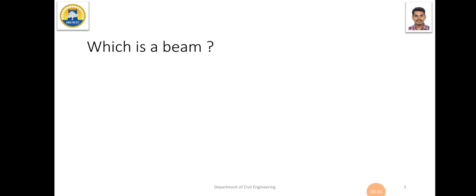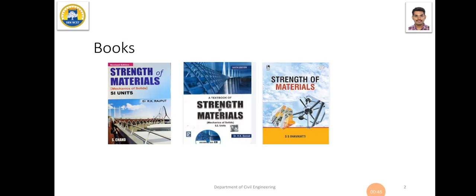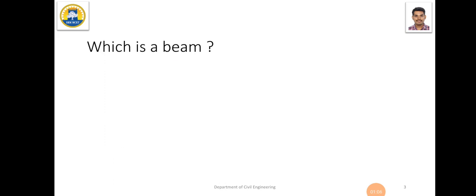The book I have referred to for this particular course is Strength of Materials by Chand Publication. R. Rajput is the author, and Bansal as well as Bhavikati. Some other books and net resources are also used for this presentation.